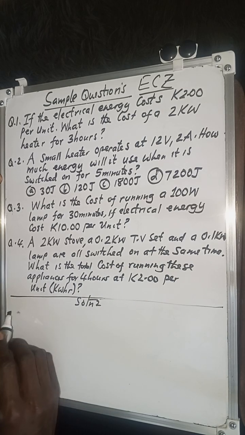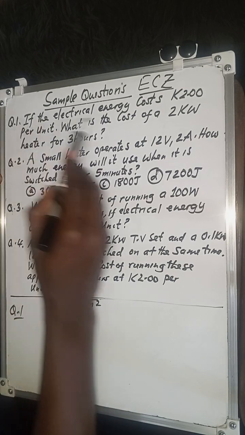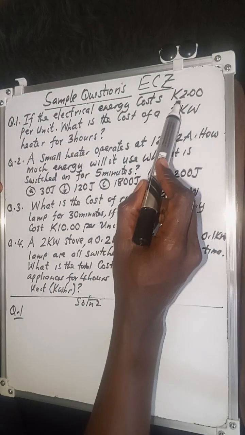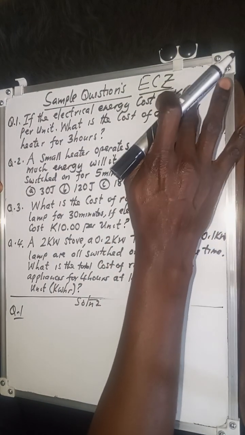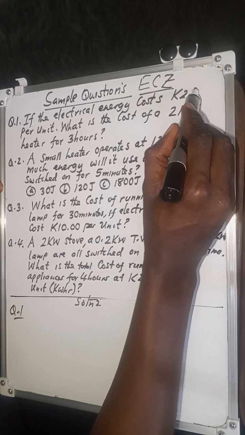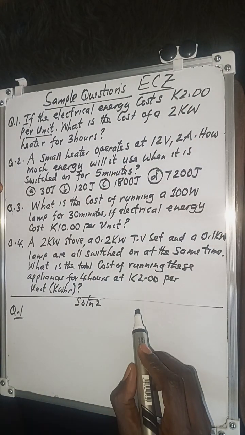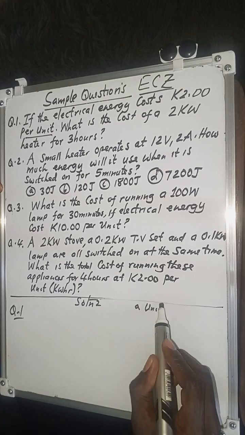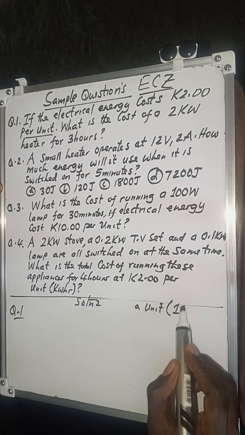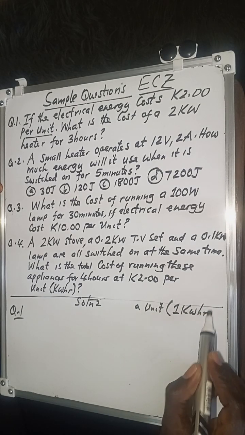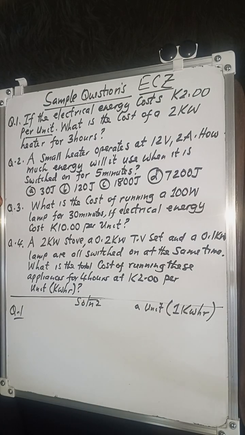Question number 1 says, if the electrical energy costs 2 kwacha per unit. Remember what we said when they talk about a unit: the moment they tell you a unit, they mean 1 kilowatt hour. That's what I told you, and that's what you need to remember.